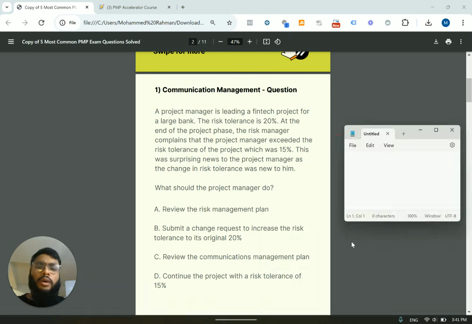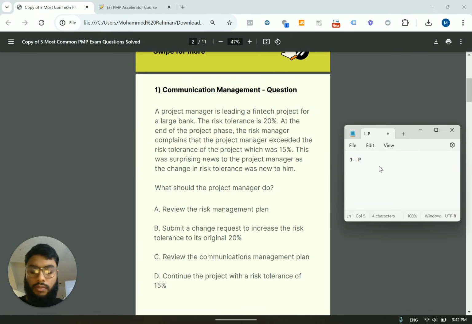All right. A PM is leading a fintech project for a large bank. The risk tolerance is 20%. At the end of the project phase, the risk manager complains that the PM exceeded the risk tolerance of the project, which was 15%. This was surprising news to the manager because the change in the risk tolerance was new to him. All right. So the problem statement is what?